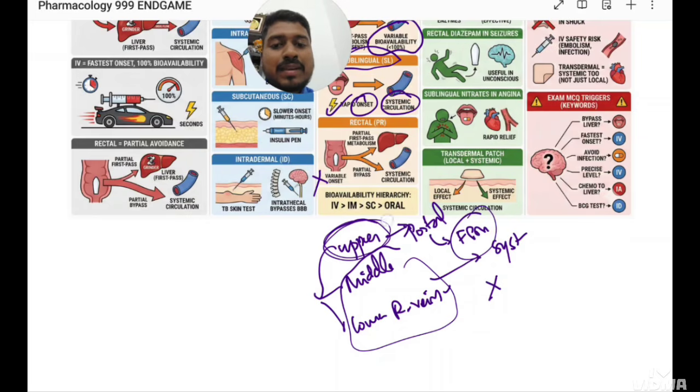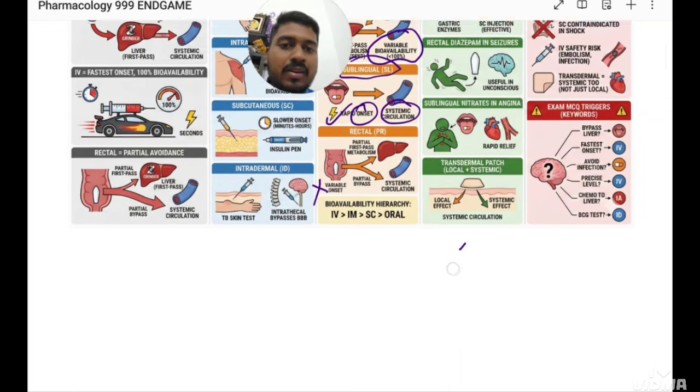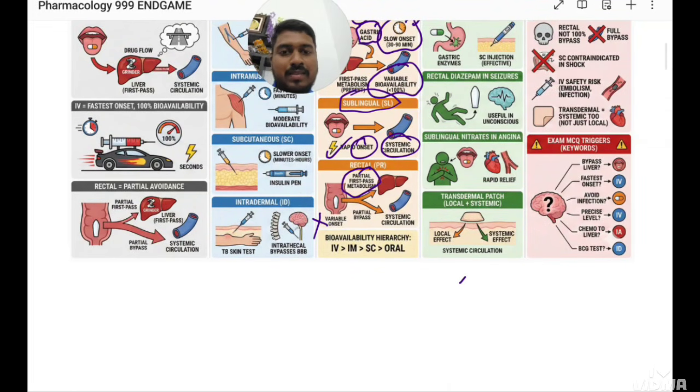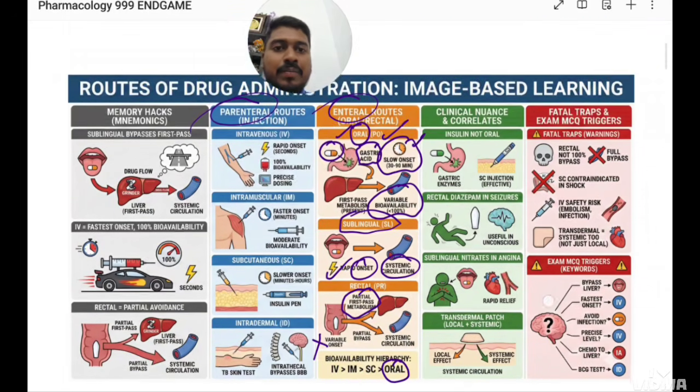So here first pass metabolism will be there. There won't be 100% bioavailability in the case of the rectal route. It is partial first pass metabolism in the rectal route. So if you consider bioavailability overall, oral is the lowest.